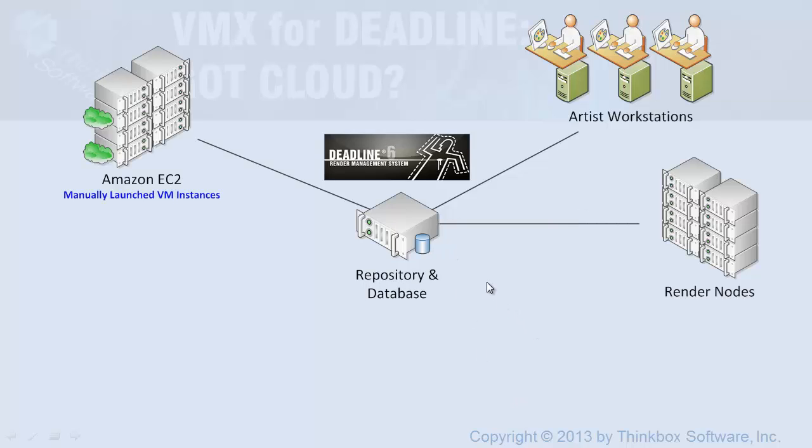With Deadline 6, we introduced the ability to spin up VM instances on the Amazon EC2 public cloud, although it was necessary to spin those up manually. We also added the Mongo database to Deadline 6, which makes Deadline go from being fast to being even faster.